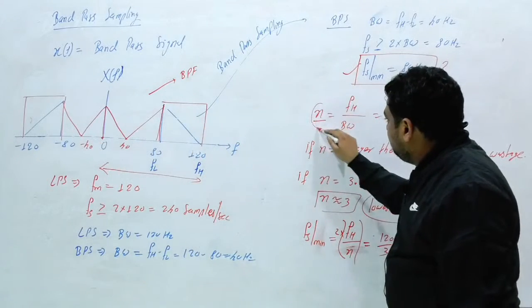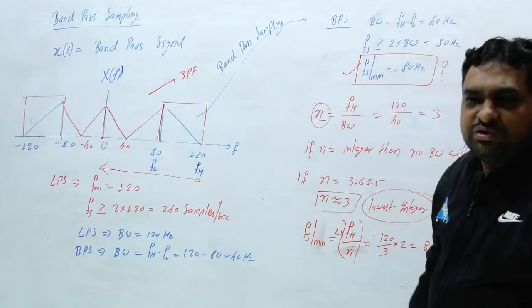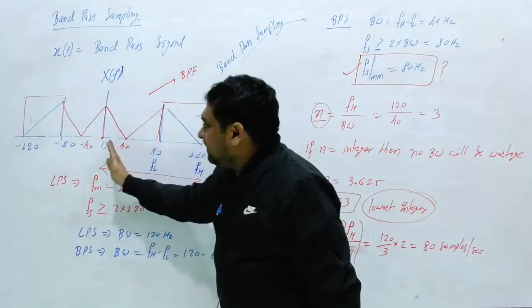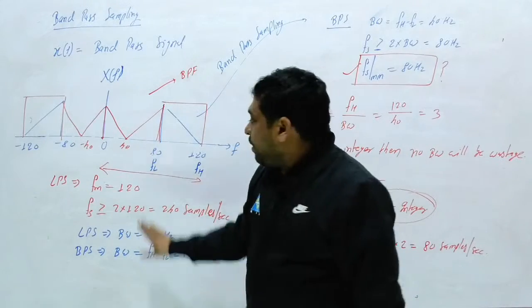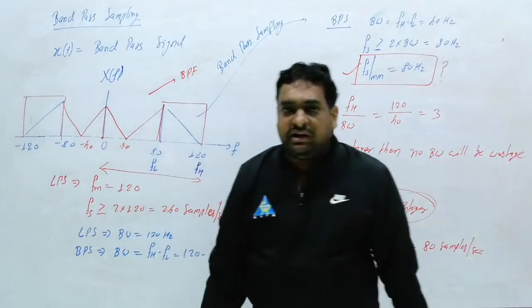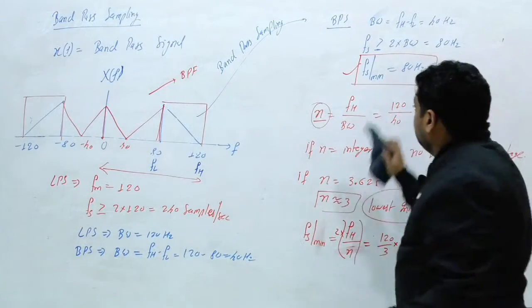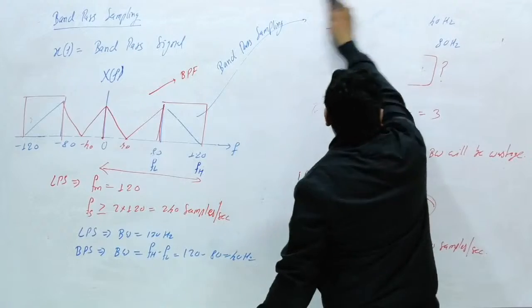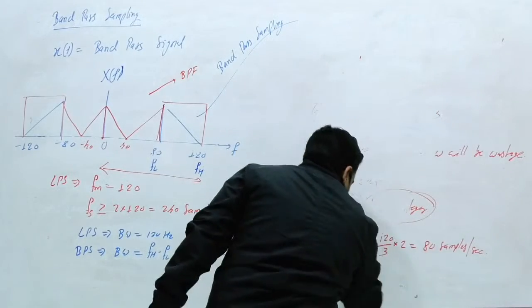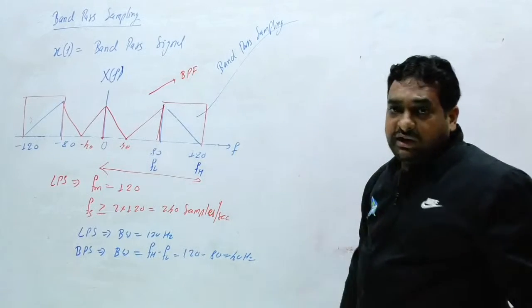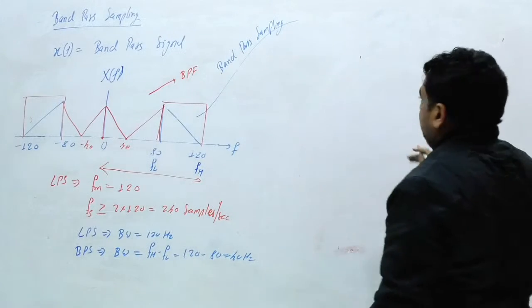If this n is an integer, we just have to find out how many samples can be placed in the vacant position. How many samples can be present in the vacant position? By the next example you will be more comfortable with this. Clear this thing? Now the second example. By this example you will be more comfortable.